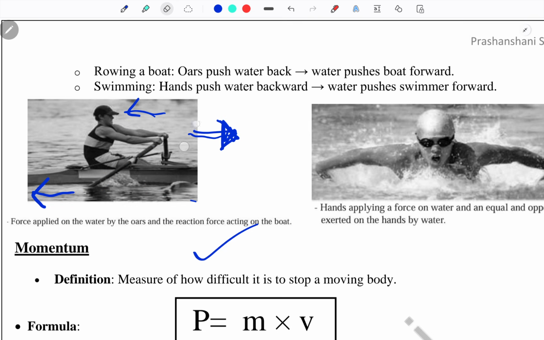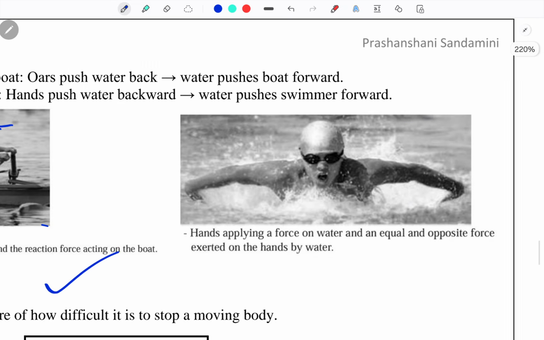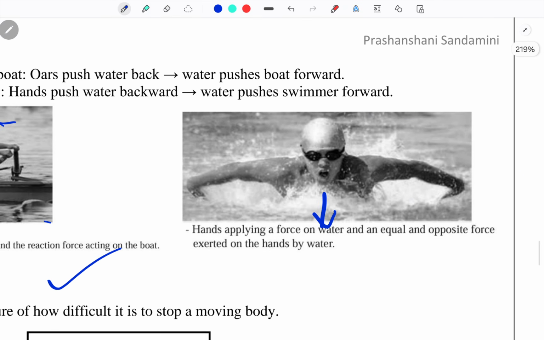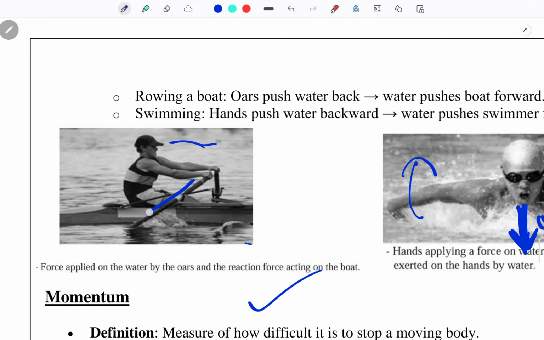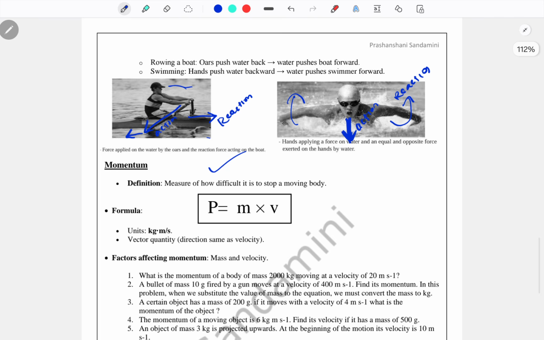Okay. In the next case, swimming, right? If you want to move forward, what happens? You have to push water backward with your hands. Then only you are moving forward. So this is the action, and this is the reaction force. You are pushing the water backward. That is the action. Then you are moving toward the front side. That means this is the reaction. Okay, that is basically Newton's third law.